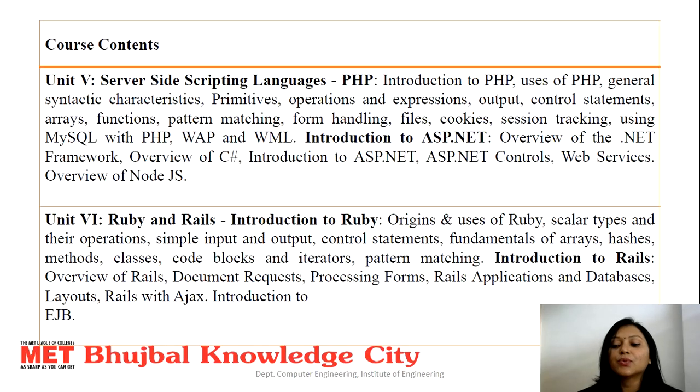And the last unit, unit number 6, is of Ruby and Rails. In this unit, first we will see the introduction to Ruby, like origins and uses of Ruby, scalar types and their operations, simple input and output, control statements, fundamentals of arrays, hashes, methods, classes, code blocks and iterators, pattern matching. Then we will see the introduction to Rails, overview of Rails, document request, processing forms, Rails applications and databases, layout, Rails with Ajax, and then we will see introduction to EJB.